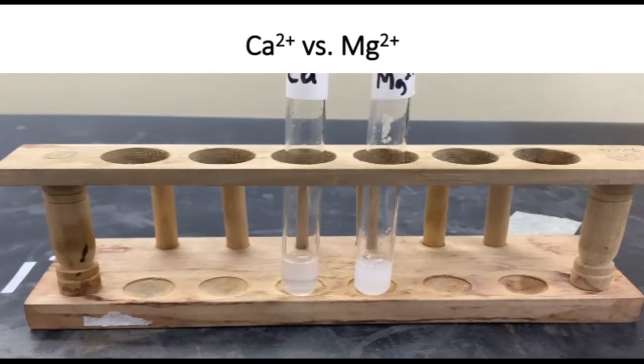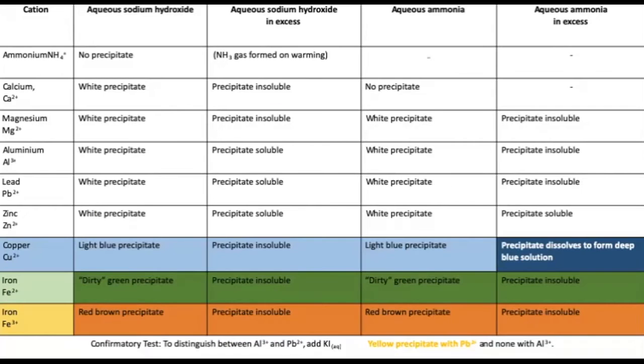We barely get any precipitate with aqueous ammonia. So we were just able to use aqueous ammonia to distinguish between calcium and magnesium ions. We got no precipitate with calcium, and we got a white precipitate with magnesium, which did not dissolve in excess.